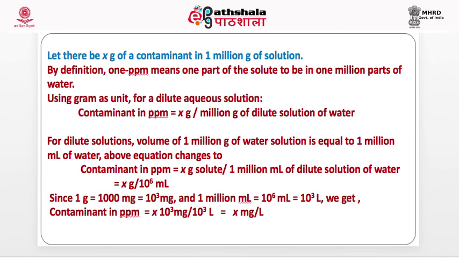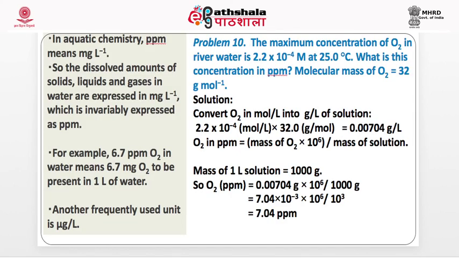As discussed earlier, the volume of 1 million gram of water solution is equal to 1 million milliliter of water, because the mass of 1 milliliter of water is equal to 1 gram, so they can be used interchangeably. Contaminant in ppm is x gram of the solute divided by 1 million milliliter of dilute solution, x divided by 10 to the power 6. Since 1 gram is equal to 1000 milligram, and 1 million milliliter equals 1000 liter, we get this answer.